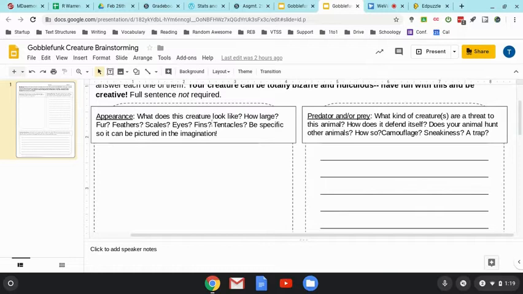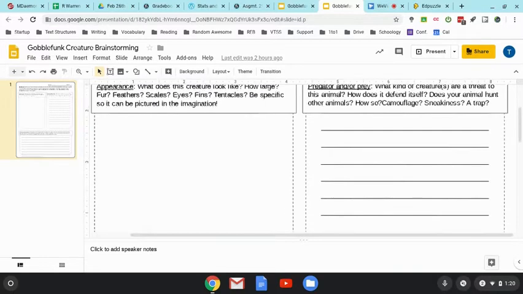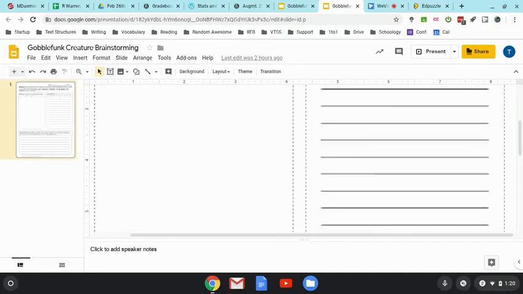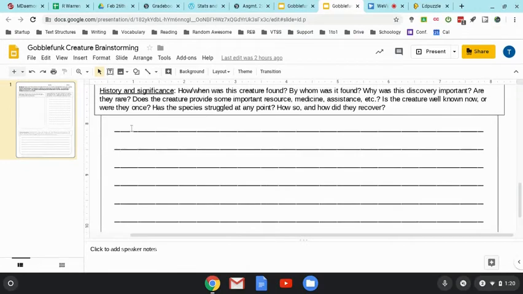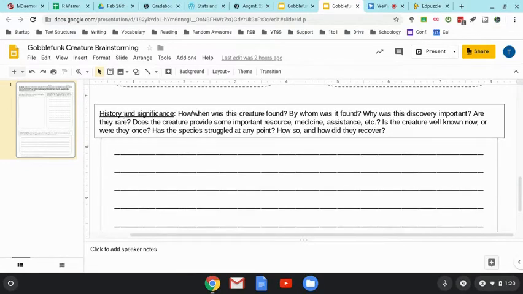So you'll see this first section asks you questions about the creature's appearance. You can answer some of those or all of those, it's up to you, but your brainstorming can go down in this space here. In the next section, you're asked about predator and or prey. What kind of creatures are a threat to this animal? How does it defend itself? Does your animal hunt other animals? How so? Does it use camouflage? Is it sneaky? Does it set a trap? Or maybe your animal is a herbivore and it just gathers food. So talk about that.